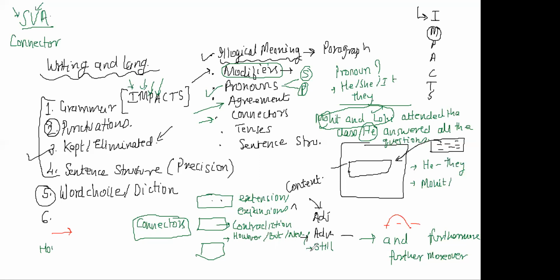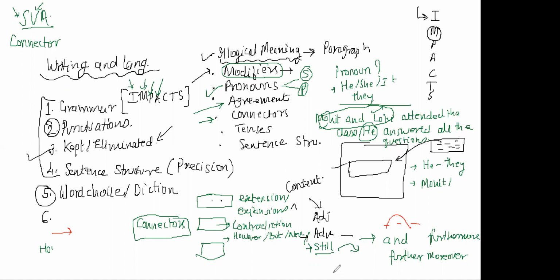Can "still" be a contradiction? How can we introduce a contradiction with "still"? Let me give you an example. We are taking so many steps to control corona. Some of the cities have introduced lockdown, and there is massive testing happening. Still, the number of cases is increasing.